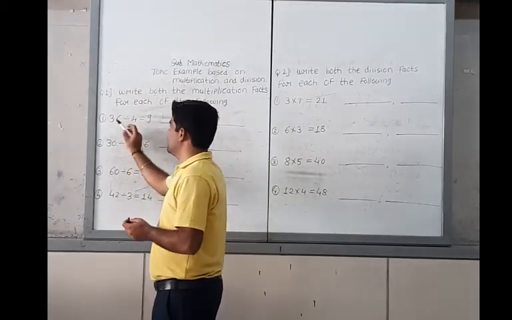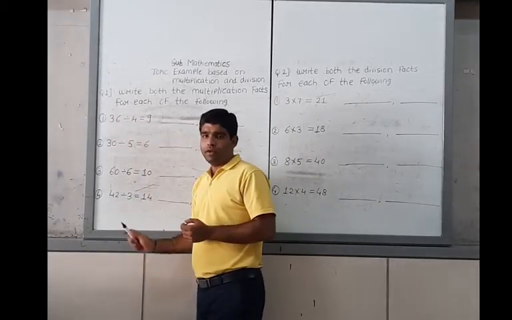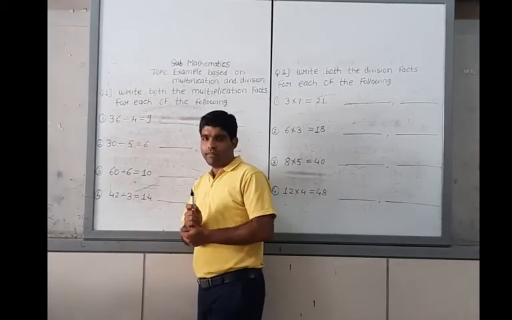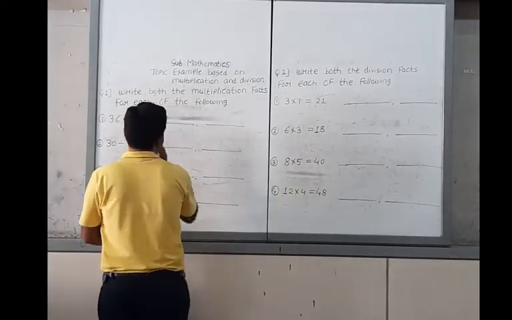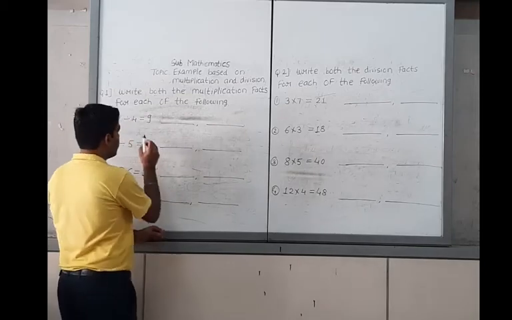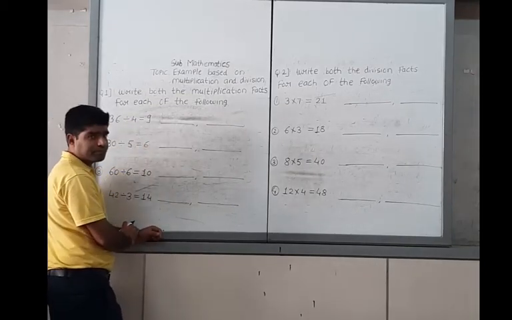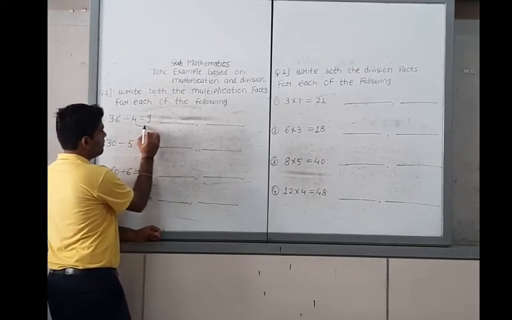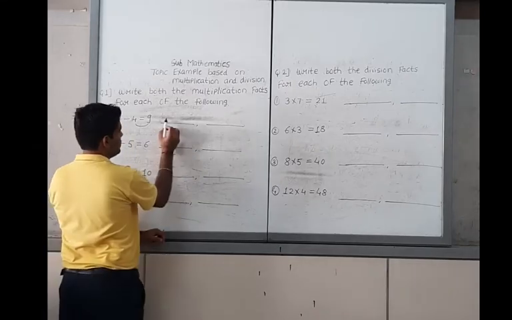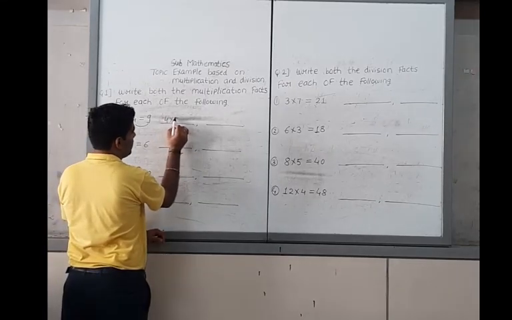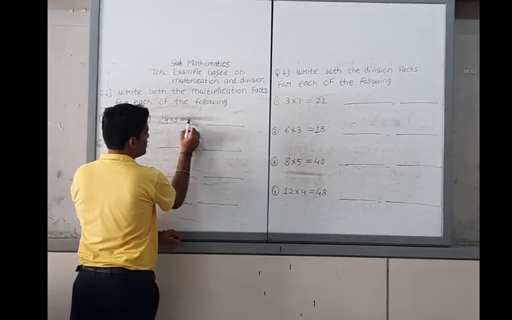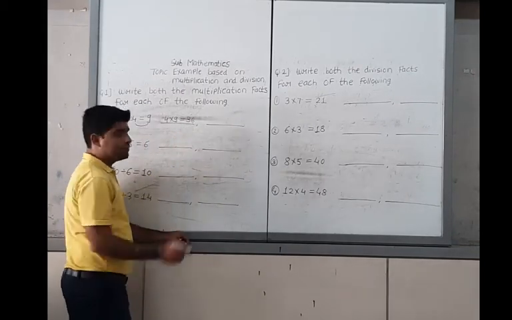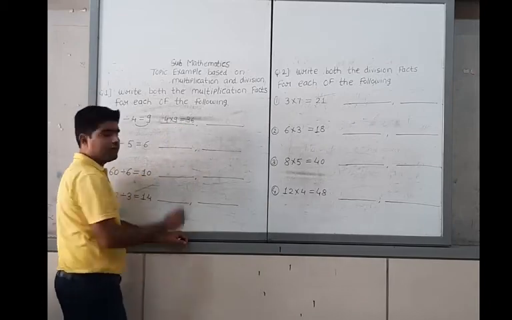Listen here. 36 divided by 4 is equal to 9, definitely 9. Now we have to write down the multiplication fact. How can we write it? We have to write in this format: 4 multiplied by 9, because 4 nines are 36. Okay, this is the first multiplication fact.